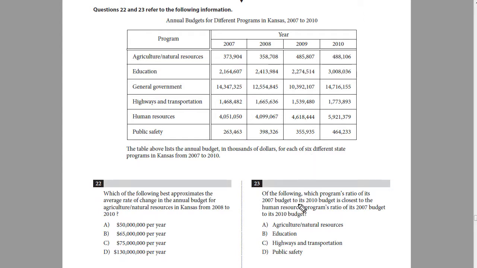Question number 23. Of the following, which program's ratio of its 2007 budget to its 2010 budget is closest to the human resources program's ratio of its 2007 budget to its 2010 budget? Now these are some of the programs, and we have to know the ratio between 2007 to 2010's budget that is closest to the ratio of the human resources program. Now let's find out the ratio for the human resources program of its budget of 2007 to 2010.